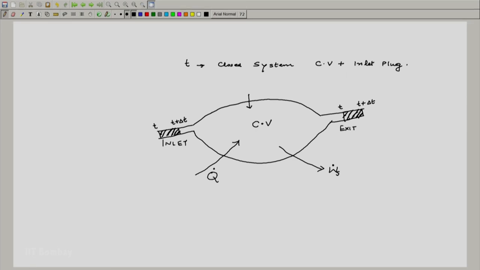So this is the closed system that we will consider, and you must have a neat look at this system before we go ahead and try to analyze what happens to conservation of mass and also conservation of energy. We will take that up in the next snippet.